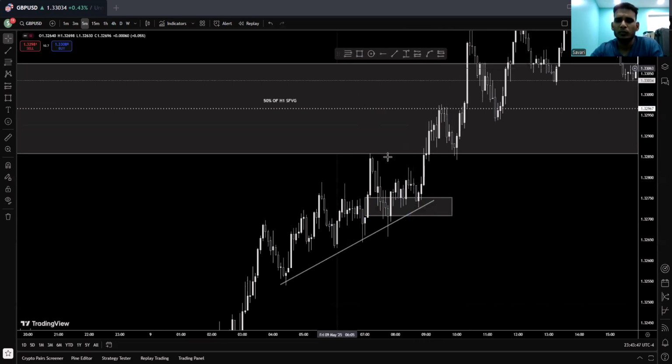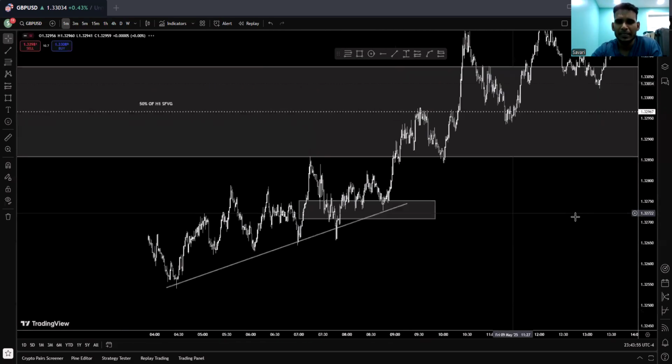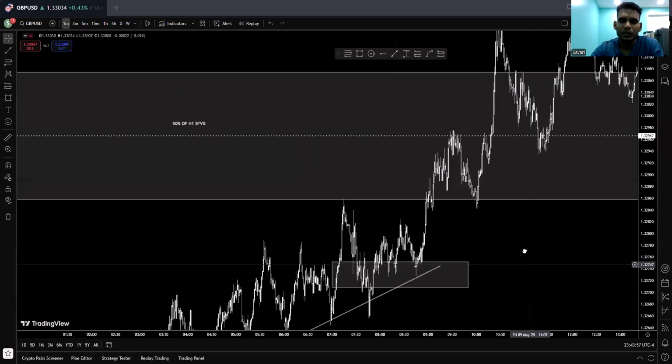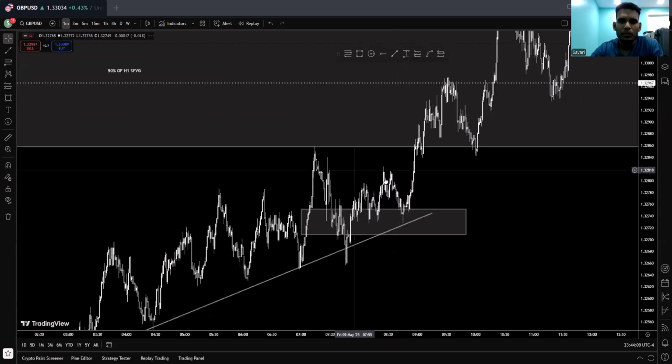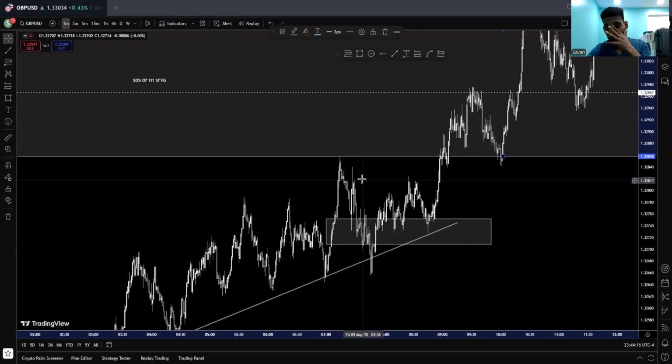So my first entry was supposed to be here. I zoomed into the 1 minute and entered my first position exactly. To be honest, this is going to be my first target. This is the low, structure shift, big displacement to the upside, price repriced to the discounted level. So this is going to be my first target, and this is going to be my second target. That was my game plan.